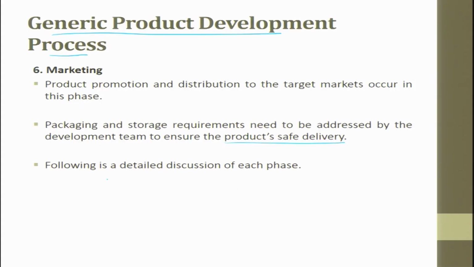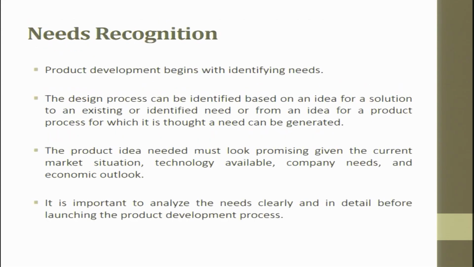Following is the detailed discussion of each phase. Okay. Need recognition. The product development begins with identification of need. The design process can be identified based on the idea for a solution to an existing or identified need, or from an idea for a product or process for which it is thought a need can be generated. I have already explained this to you.